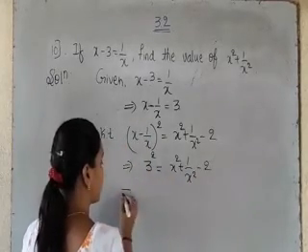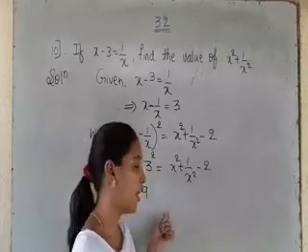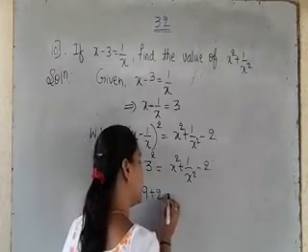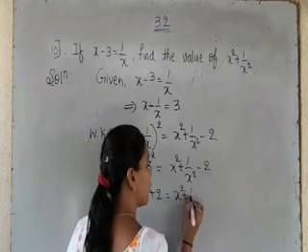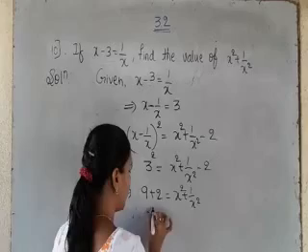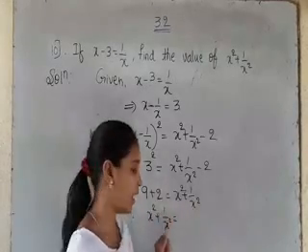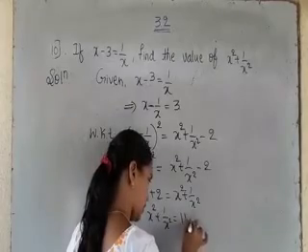So 3 square is 9. Bring this minus 2 this side, it will become plus 2. So x square plus 1 by x square, therefore, is equal to 9 plus 2, which is 11. This is the answer.